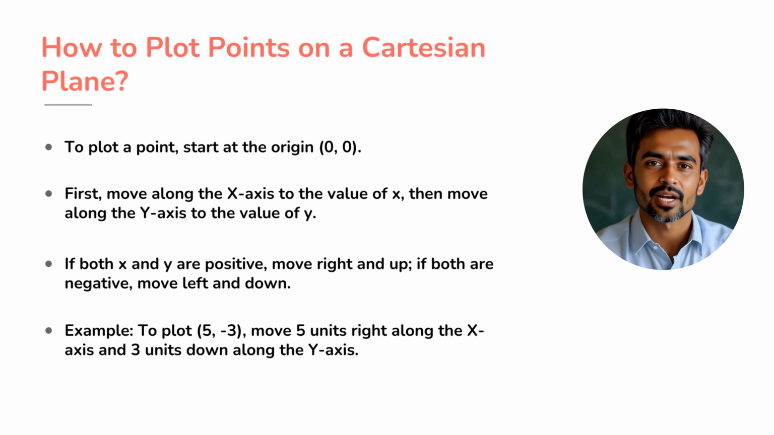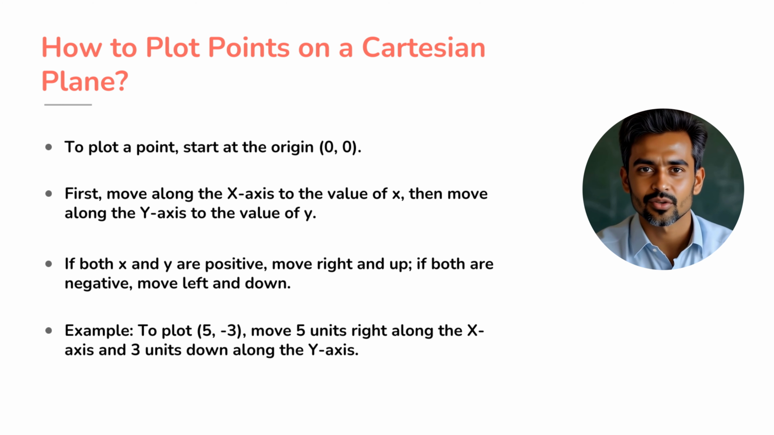Now that we understand how coordinates work, let's learn how to plot points. To plot a point on the plane, we start at the origin (0, 0), which is where both axes intersect. From there, we move along the x-axis to the value of x, and then we move vertically along the y-axis to the value of y. If both x and y are positive, you move right and up. If both are negative, you move left and down.